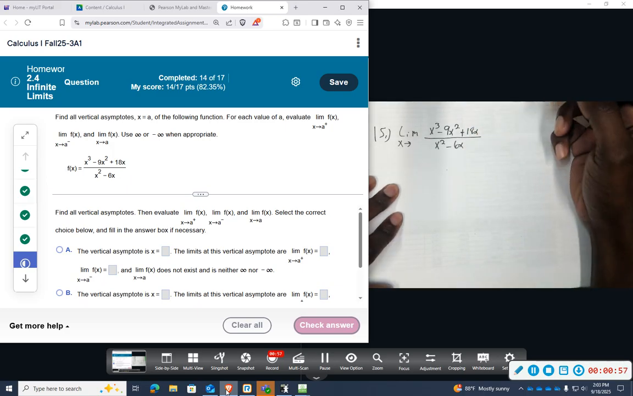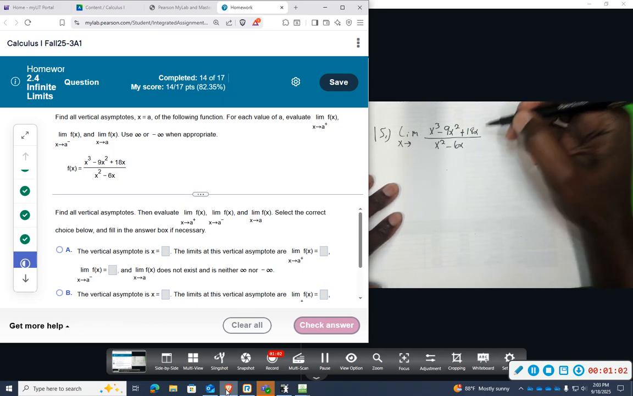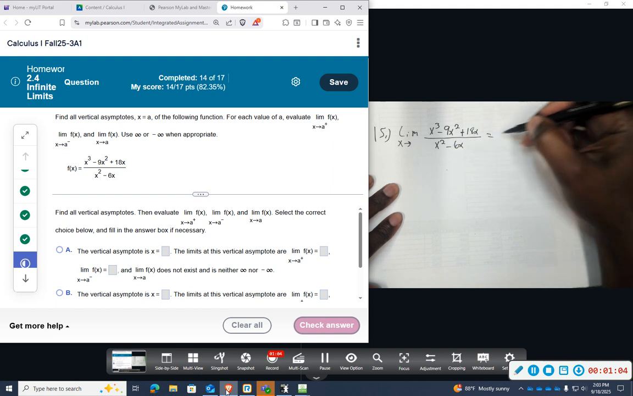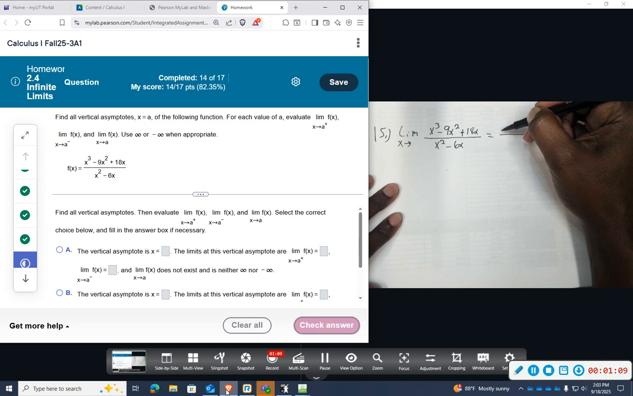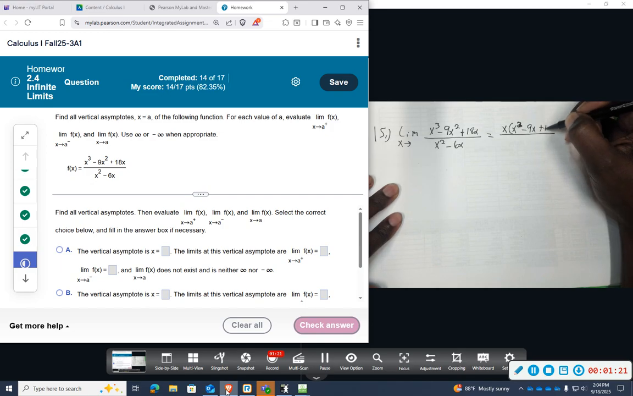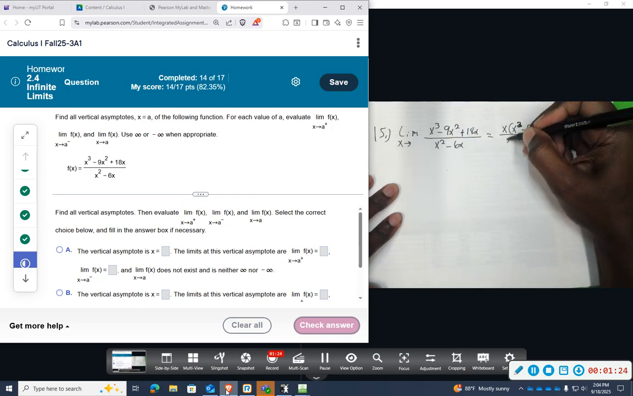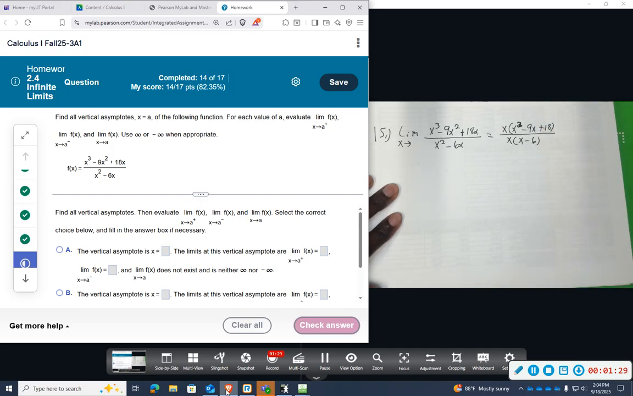Okay, so first thing we want to do is factor this, and then we will see what our vertical asymptotes are. So doing top and bottom, because we might have some terms divide out, in the numerator and denominator we can factor out an x. So that'll leave us with x squared minus 9x plus 18. On the denominator we have x, and then x minus 6. Okay. And then this is a quadratic now, so we can see if we can factor that.